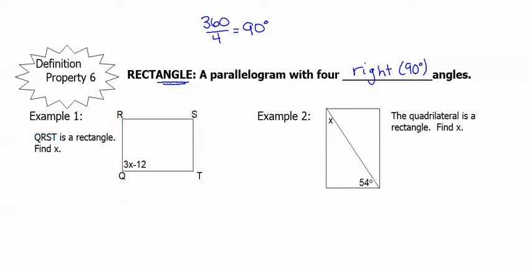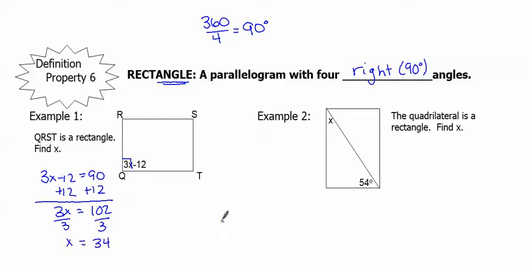So what do I know about this 3x minus 12? I know that it's 90. So I'm going to make an equation, because in geometry, it's all about taking something out of a shape and making an equation so I can solve it. I'm going to add 12 to both sides. And then I'm going to divide by 3. And I end up with x equals 34.